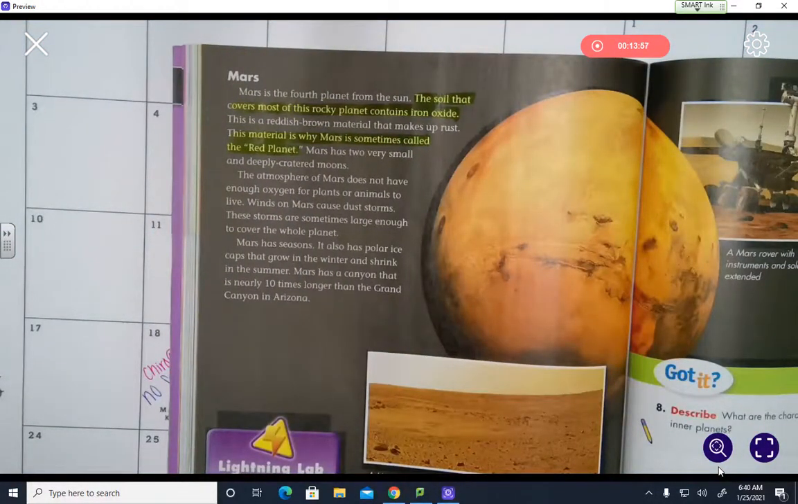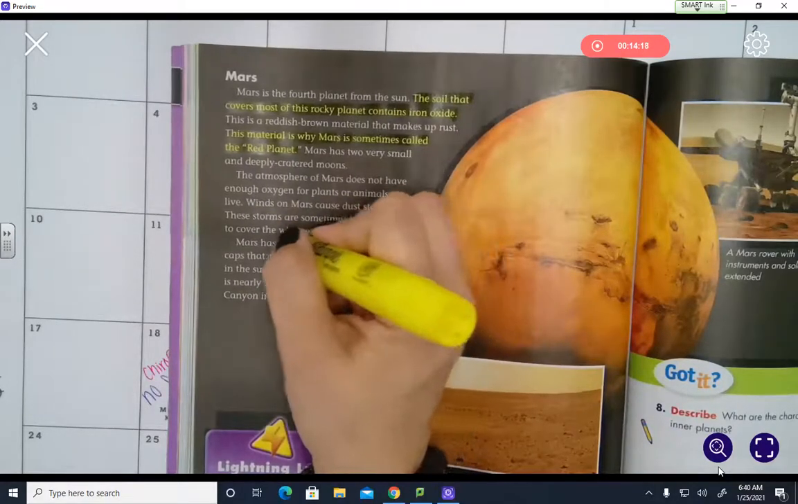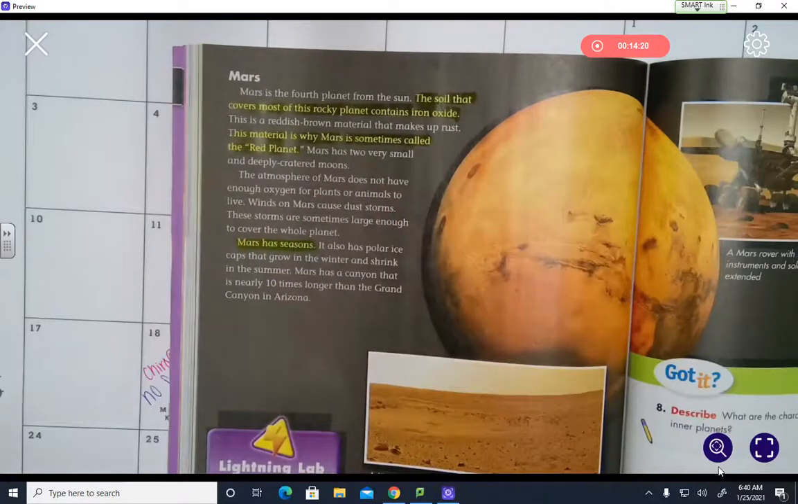Mars has 2 very small and deeply cratered moons. The atmosphere of Mars does not have enough oxygen for plants or animals to live. Winds on Mars cause dust storms. These storms are sometimes large enough to cover the whole planet. Mars has seasons. Highlight that. It also has polar ice caps that grow in the winter and shrink in the summer.